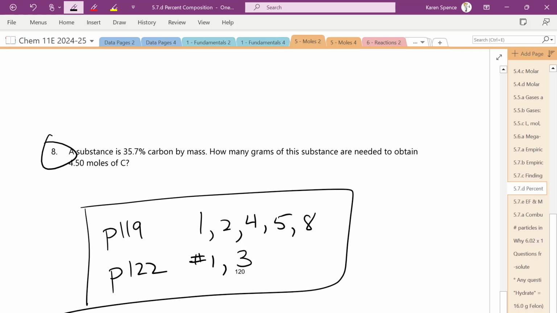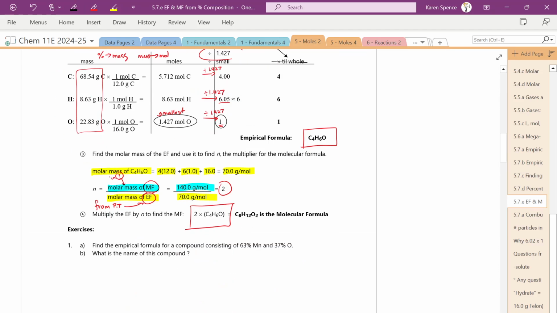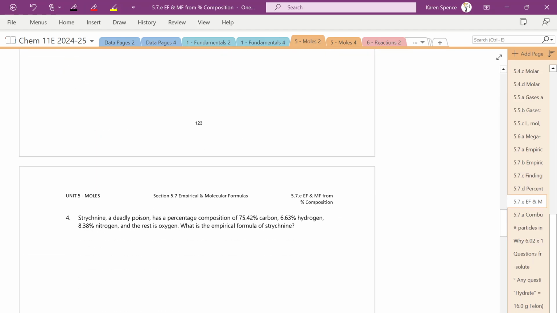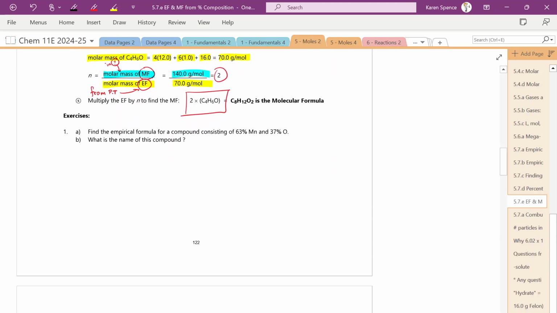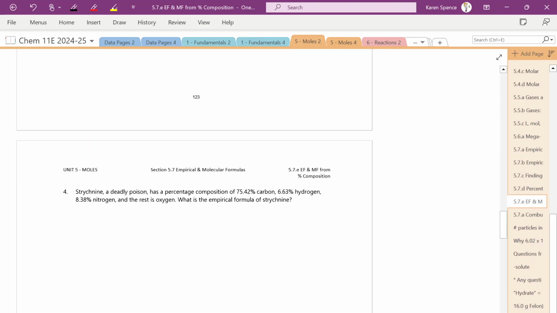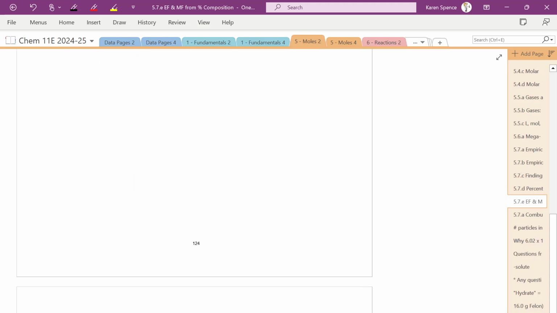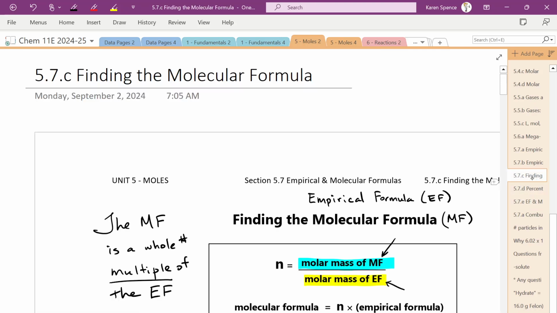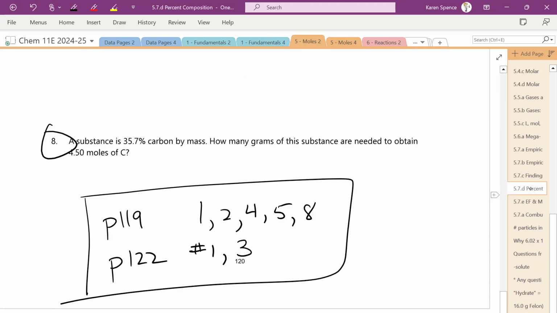And if you feel like working ahead, you can do some of 122 to 125. Oh, I did 1 and 3 already. Never mind. I don't know what I'm talking about. Never mind. It's all good.